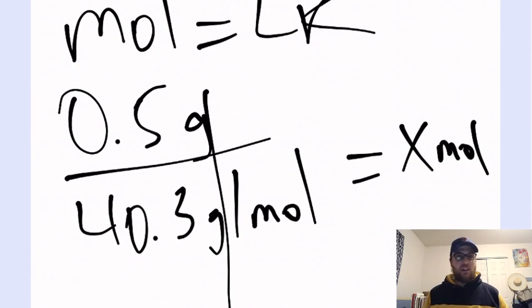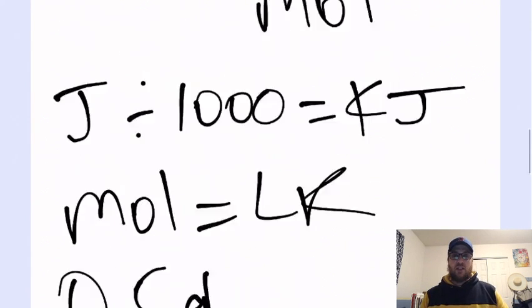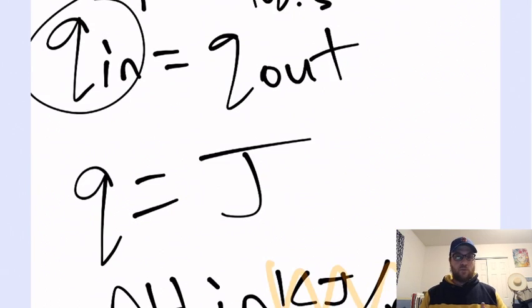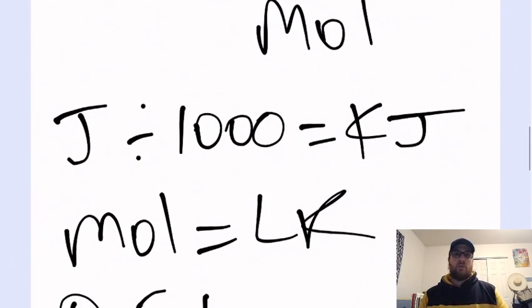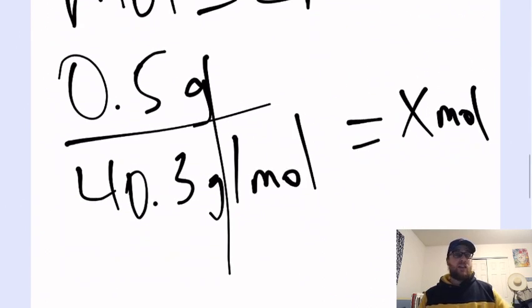But that's the basics of kilojoules per mole. It's just taking your answer in joules, converting it to kilojoules by dividing it by 1,000, and then dividing it by the moles of your limiting reactant, and that's it. You get a number, and those units are kilojoules over moles.